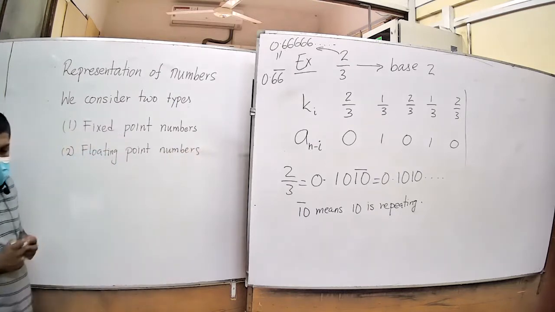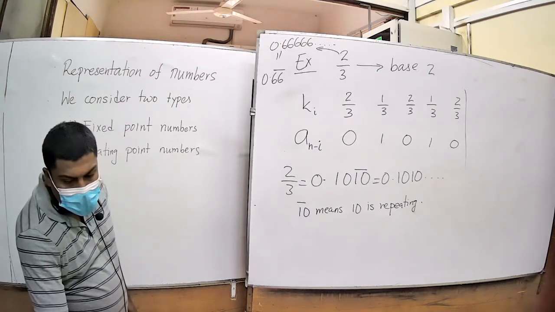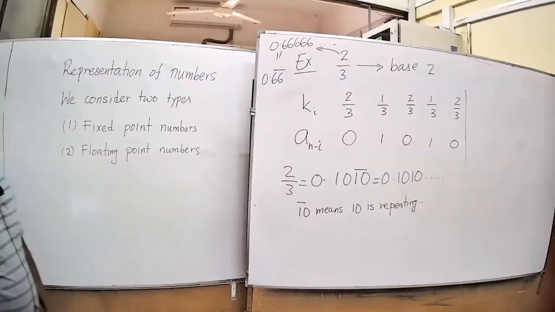Okay, so there are two types of number representation. One is fixed point number representation, another one is floating point number representation. So we are going to see these two different types, how these are represented, and how the arithmetic is done by using these number representations. So we will start with the fixed point numbers.